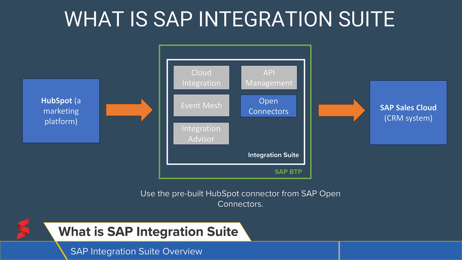Whenever a new lead is created in HubSpot, the connector automatically fetches the lead details and maps relevant fields like name, email, company to the corresponding fields in the SAP Sales Cloud. And you can sync the data as well. SAP Integration Suite sends the lead data to the SAP Sales Cloud using the configured connection. So leads now show up automatically in SAP Sales Cloud for the sales teams to follow up.